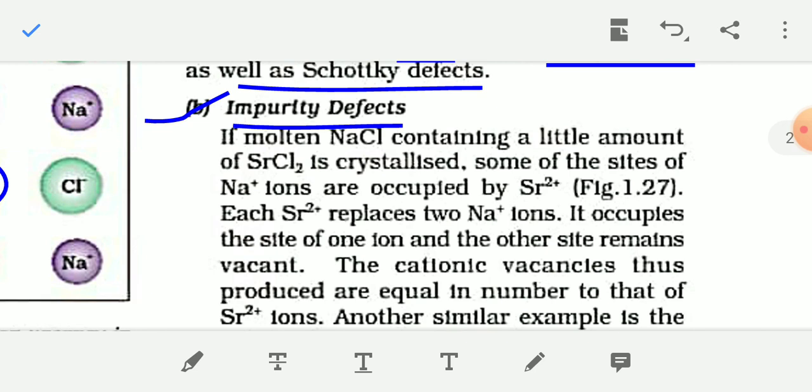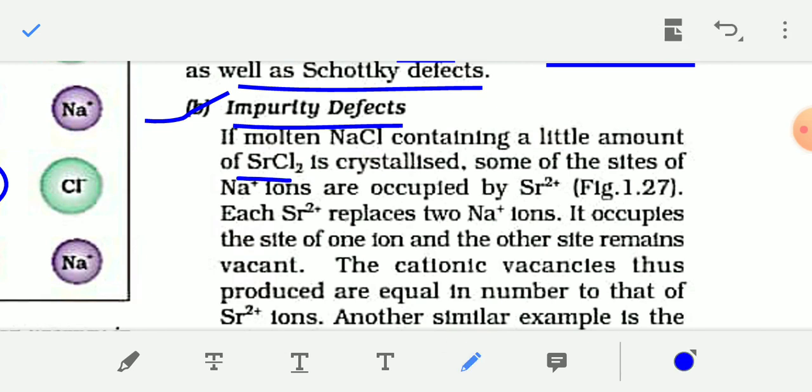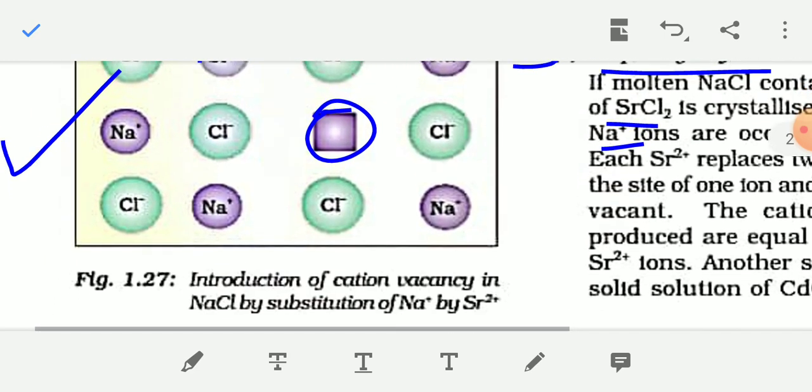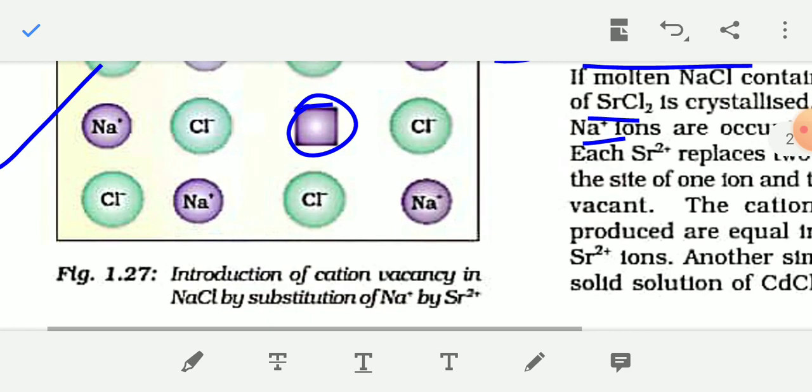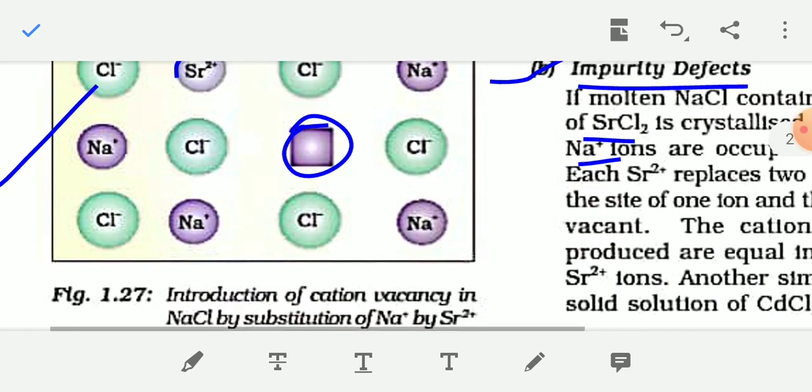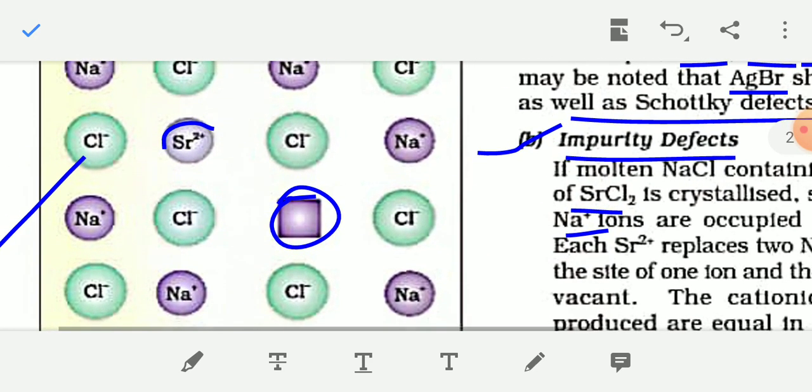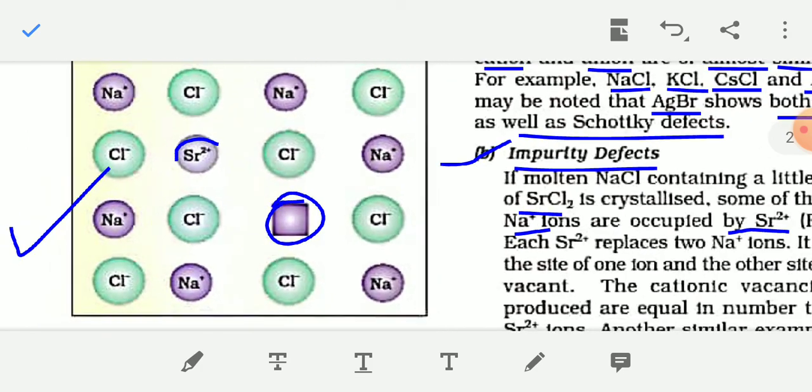You can see from figure 1.27, the introduction of cation vacancy in NaCl by substitution of Na plus by strontium 2 plus. One Sr2 plus substitutes for Na plus ions, and two Na plus are missing from the crystal lattice, because two Na plus ions mean two positive charges, and only one Sr2 plus ion is present, whose charge is plus 2. So the charge is balanced and the crystal becomes electrically neutral.